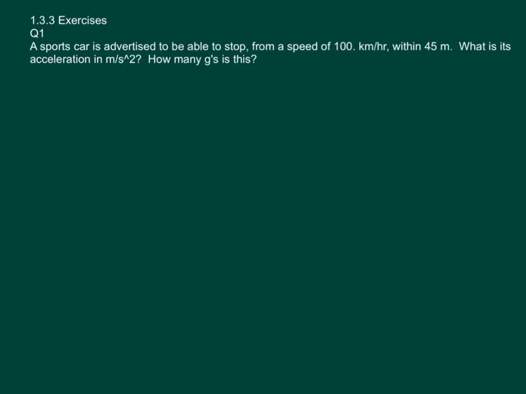Alright, exercise set 1.3.3. This is grade 11. Question 1. A sports car is advertised to be able to stop from a speed of 100 kilometers an hour within 45 meters. What is its acceleration in meters per second squared? How many G's is this?